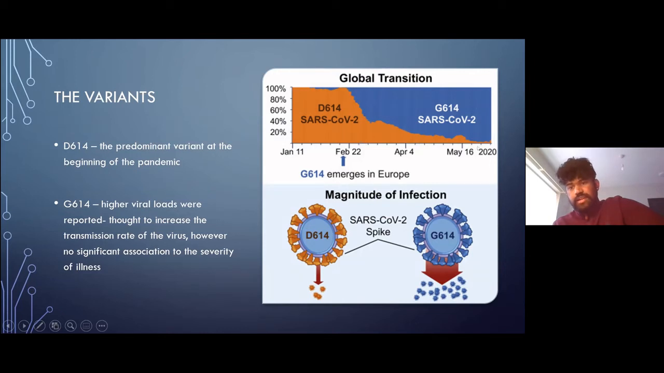And as time goes on, the G614 became more predominant. And what does that mean? Well, one thing we know is that, as you can see on the diagram here, it has a higher viral load, which means that if you have G614, you're more likely to spread it than D614 to someone else. But there is no significant difference in the severity of the disease.